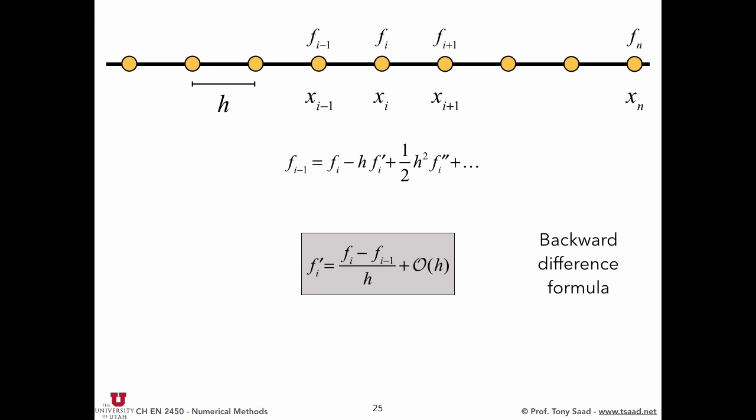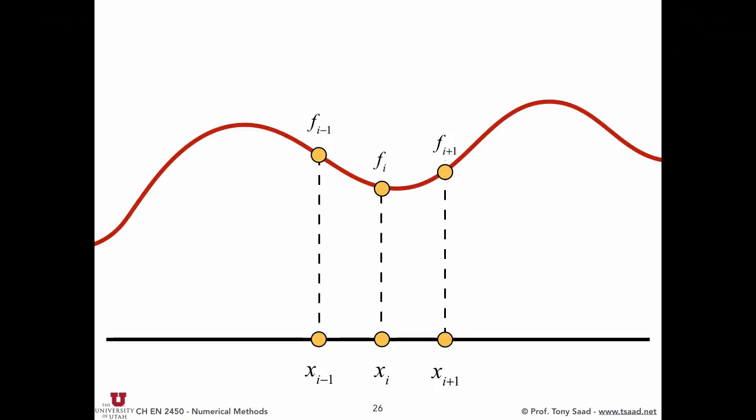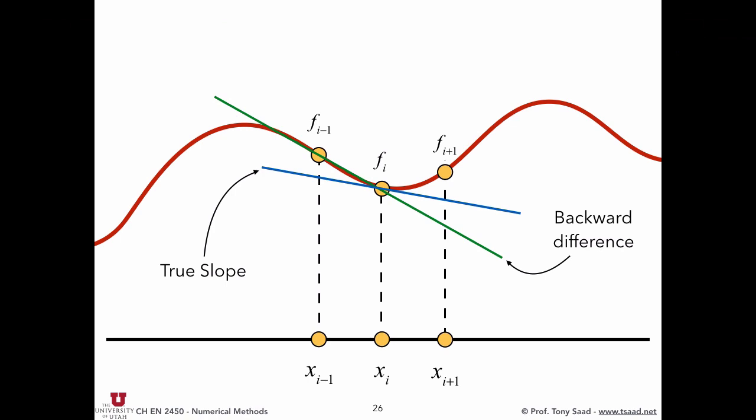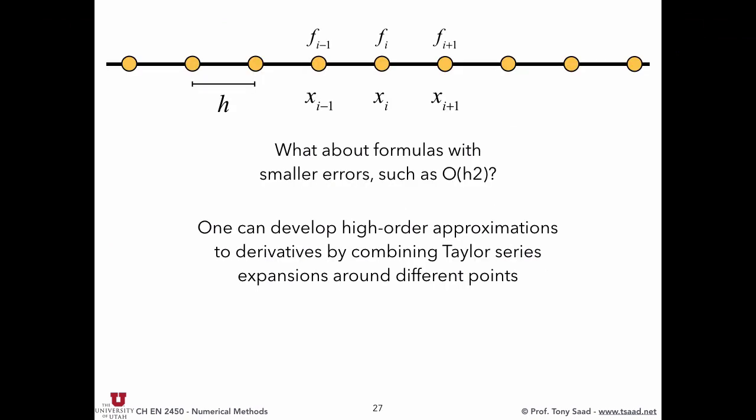It is the other side of the coin for the forward difference formula. Rather than using the next point, it uses the previous point. It is also a first order method because the error is order h, so convergence is going to be first order. Geometrically, if this is the true slope, this is the backward difference formula. This is what it gives you. Now, you may raise the question, because you're all my students, what about formulas with order h squared?